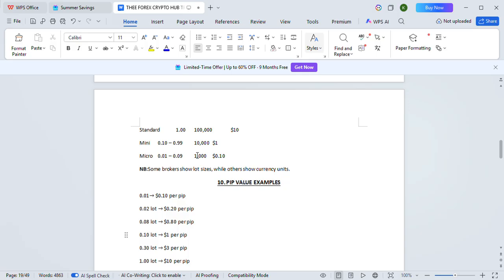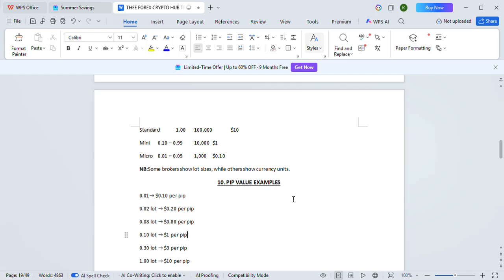Then we have a micro lot. That is 0.01 to 0.09. 0.01 is the lowest lot size that is used in forex, and that is what you beginners are highly advised to start with. And each lot size has its value. So just for simple calculations, it's the lot size times 10. So if it's a lot size of 1 times 10, the lot value is $10.